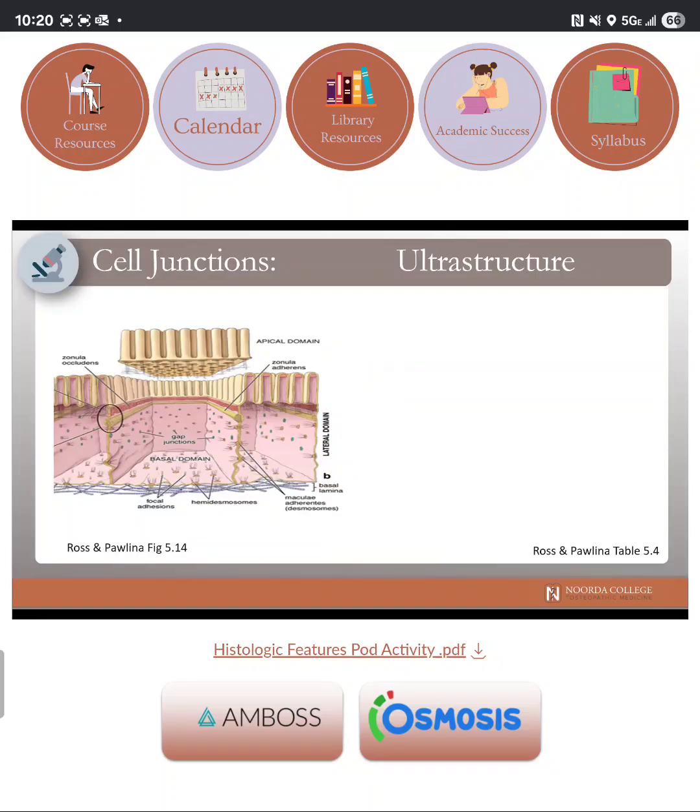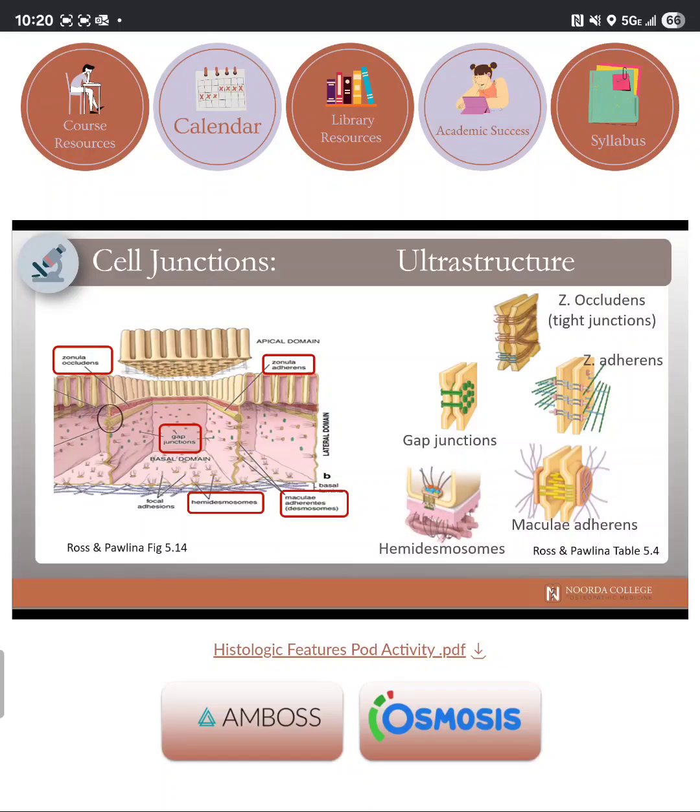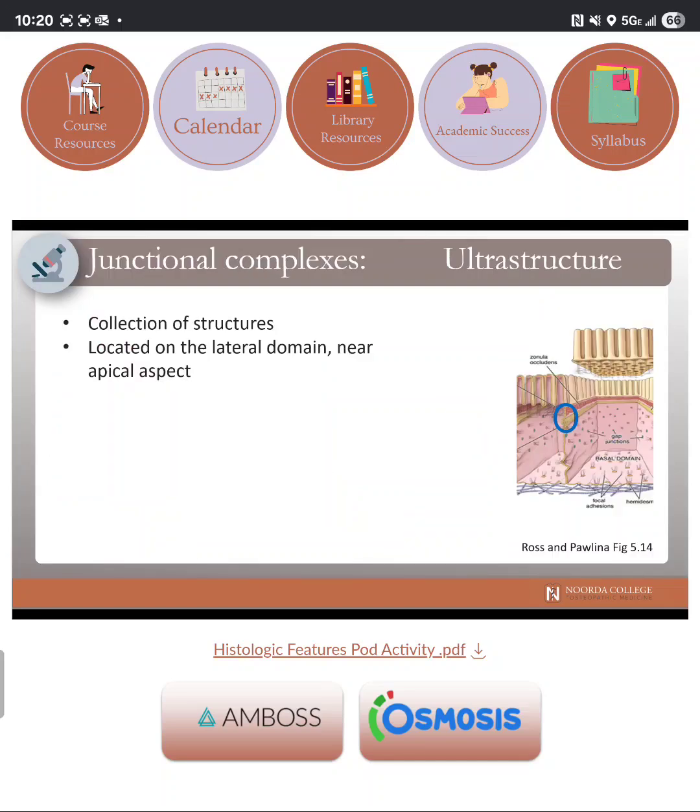Now with cell junctions, I want you to be mindful of the different types of structures here. The zonula occludens are the tight junctions. Zonula adherens help form the junctional complex along with the third structure, which is your macula adherens. You also have your gap junctions, which are distributed throughout the lateral domain. And the hemidesmosome is the only one that's located on the basal aspect of the cell.